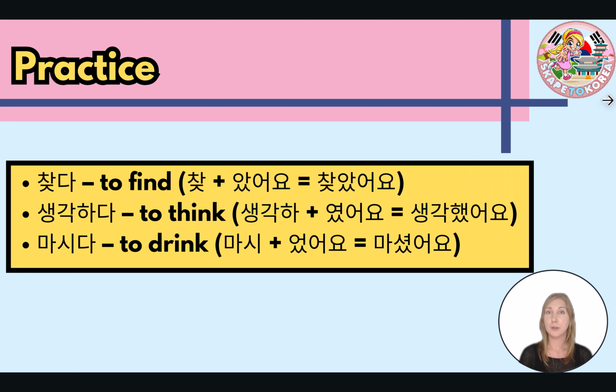Alright, so 찾다, to find. 찾, we've got that verb stem there, ends in a consonant. So we're just looking at what the vowel is and adding the suffix. And it is 찾았어요. Next up is 생각하다, to think. 생각하 is our verb stem. So anything that ends in a 하다 verb will be conjugated to 했어요. So it becomes 생각했어요. 마시다, to drink. 마시 ends in 이. 이 is meeting 어, becomes 여. And so it is 마셨어요.